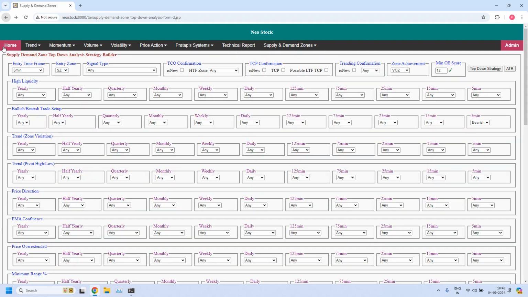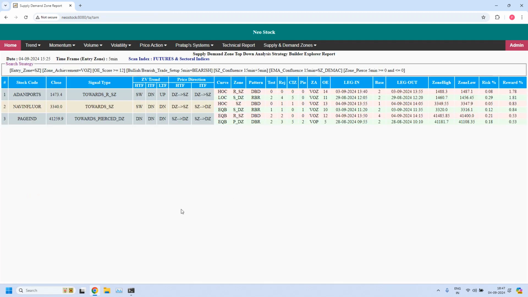Let's verify EMA confluence also. In the EMA confluence, 15 minutes time frame, if they are having daily EMA confluence, 15-minute supply zone with daily EMA confluence, let's filter. Okay, good. These 3 stocks are having supply zones with EMA confluence.